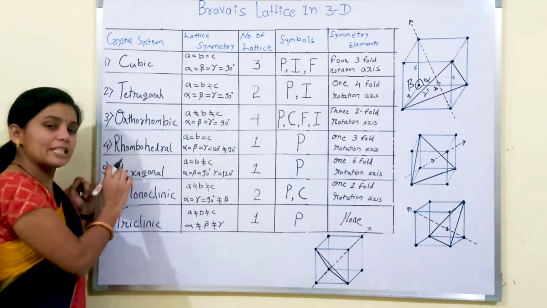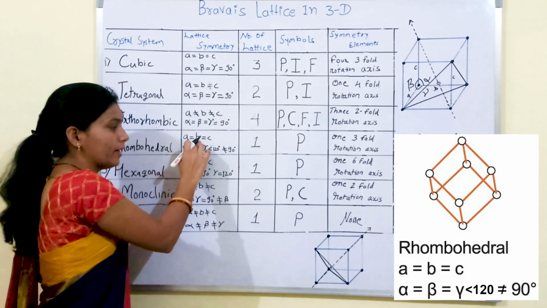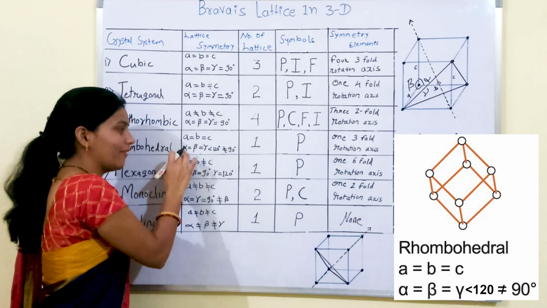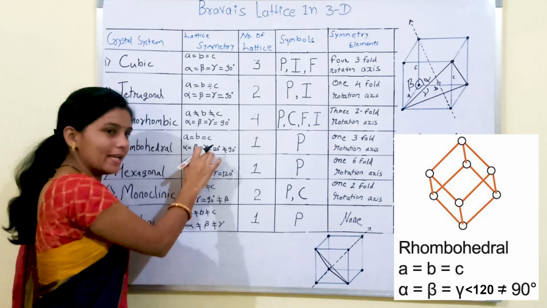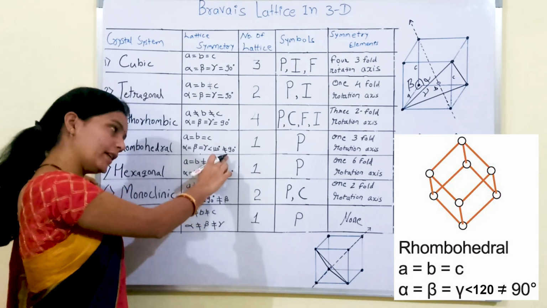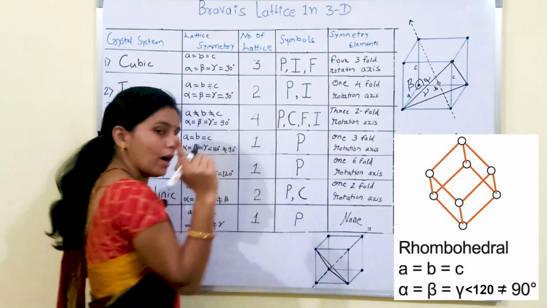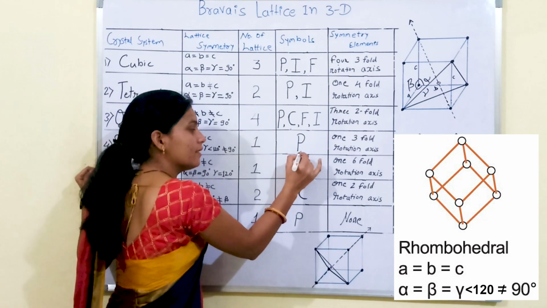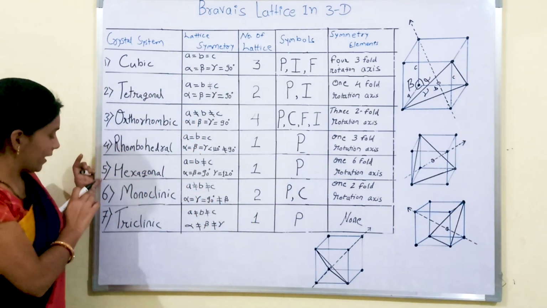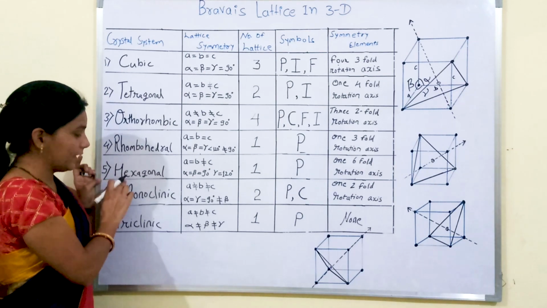The next one is rhombohedral. In rhombohedral, all sides are equal, and the angles alpha = beta = gamma are less than 120 degrees and not equal to 90 degrees. There is one Bravais lattice present, which is primitive.